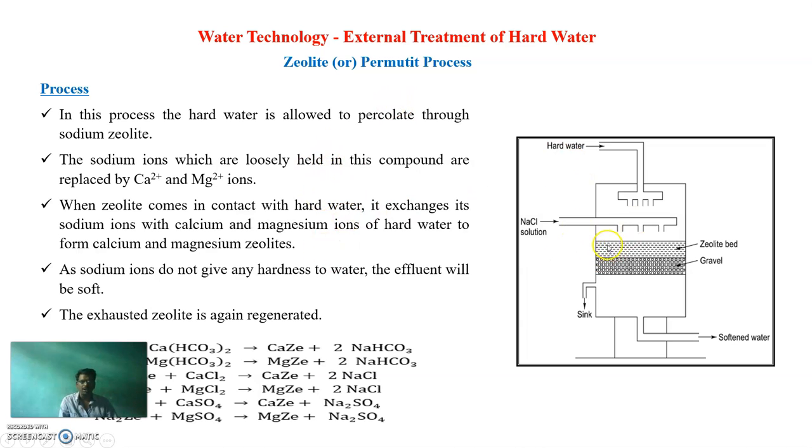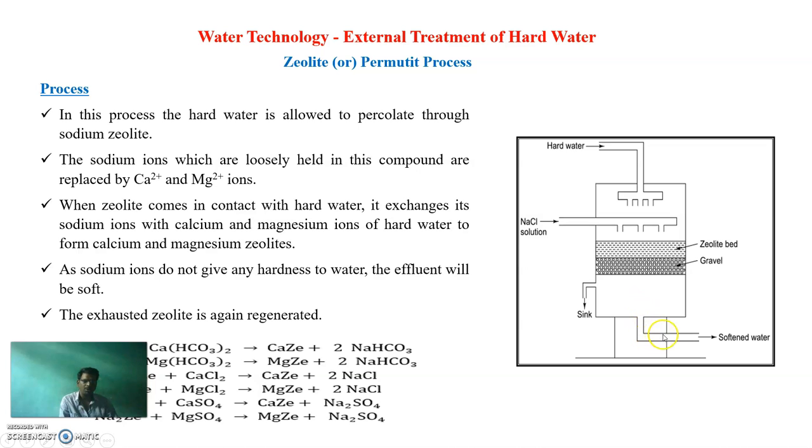In this process, we are using sodium aluminosilicate as a zeolite bed here, and the hard water is allowed to percolate through the bed. The sodium ions present in the sodium aluminosilicate are exchanged with the calcium and magnesium ions of the hard water. Now the water coming out of this zeolite bed does not have any cations like calcium and magnesium. It has only sodium cations and anions as such.